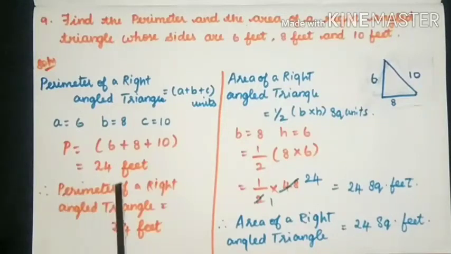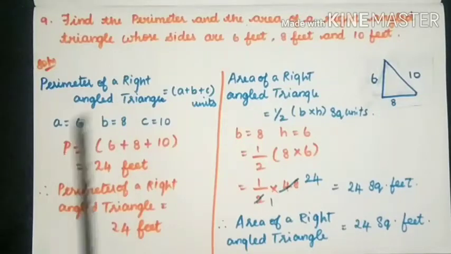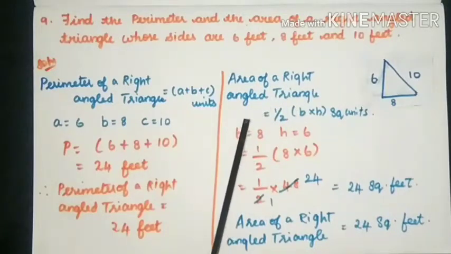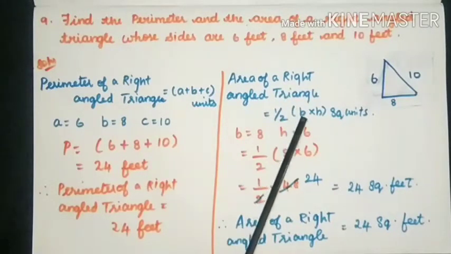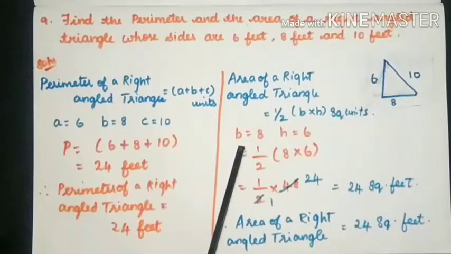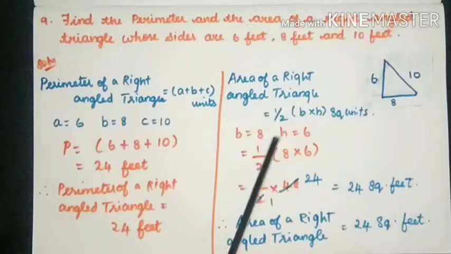Therefore, the perimeter of a right angled triangle is equal to 24 feet. And then we have to find the area of a right angled triangle. Area of a right angled triangle is equal to 1 by 2 into base into height square units. Base value is equal to 8 and height value is equal to 6.